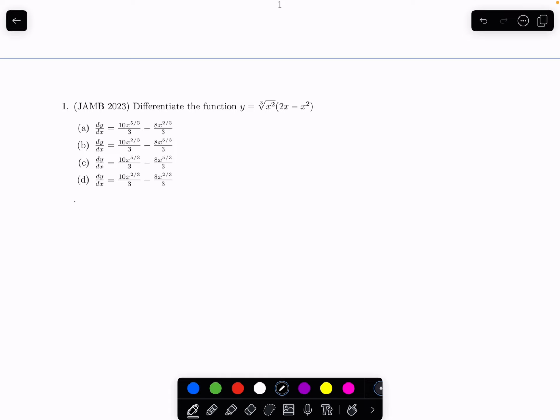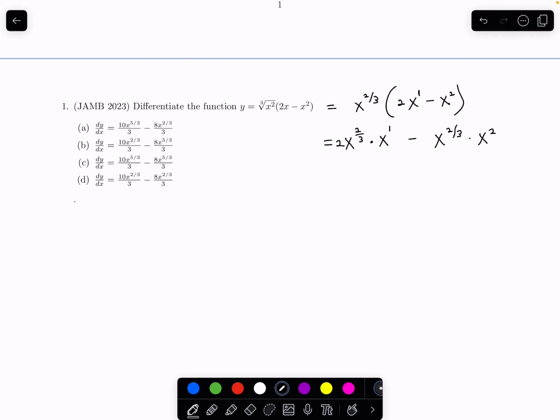But to use the power rule, we can rewrite this problem as x to the power of 2 over 3 times 2x minus x squared, right? This x here is the same thing as x to the power of 1. So what I can do is multiply the x to the power of 2 over 3 through, I can just distribute. And when you distribute, you have x to the power of 2 over 3 times 2x, minus x to the power of 2 over 3 times x squared, right?